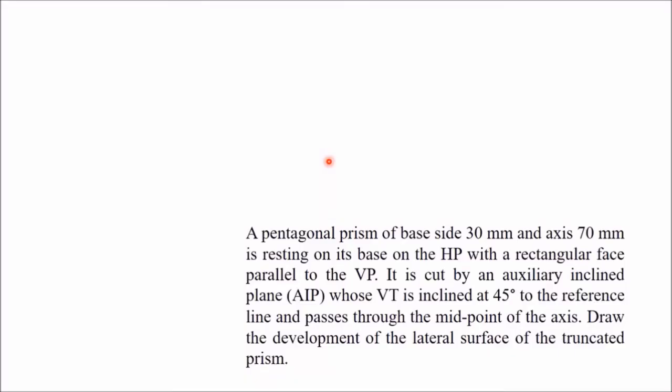Hello, let us discuss another problem on development of lateral surfaces. In this problem, a pentagonal prism of base side 30 mm and axis 70 mm is resting on its base on the HP with a rectangular face parallel to the VP. Now this base is kept on HP, therefore you will draw top view of this pentagonal prism first.